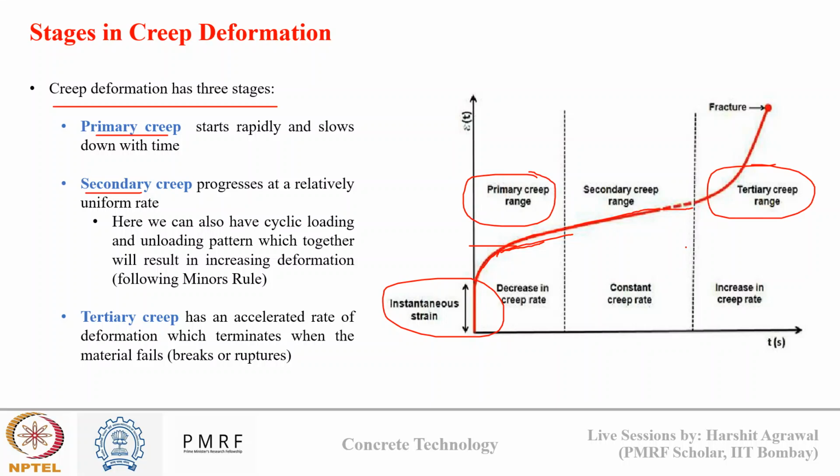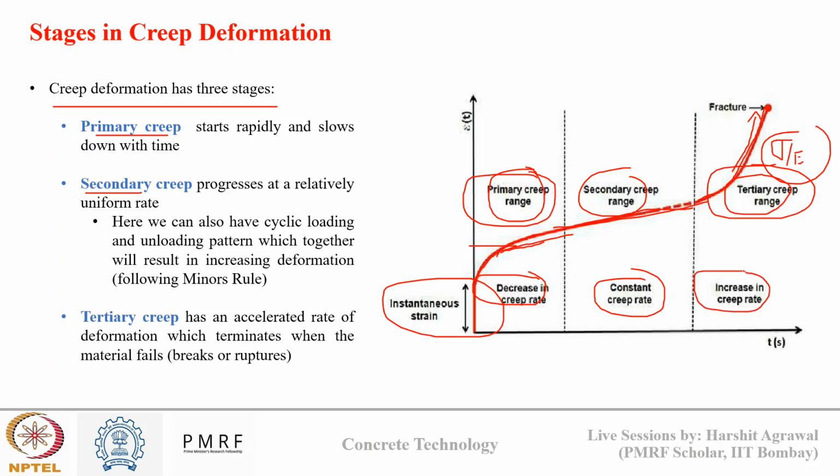In ternary creep, the rate at which the creep strain increases also increases. Why? Because there is extensive cracking in concrete. At the same loading, since the MOE value of concrete has reduced, more strain will generate inside the concrete, so the creep rate also increases. That's why there are three stages: primary, secondary, and ternary creep. In primary creep, the creep rate decreases after an initial shoot. In secondary creep, the creep rate remains constant, and in ternary creep, the rate of creep increases.